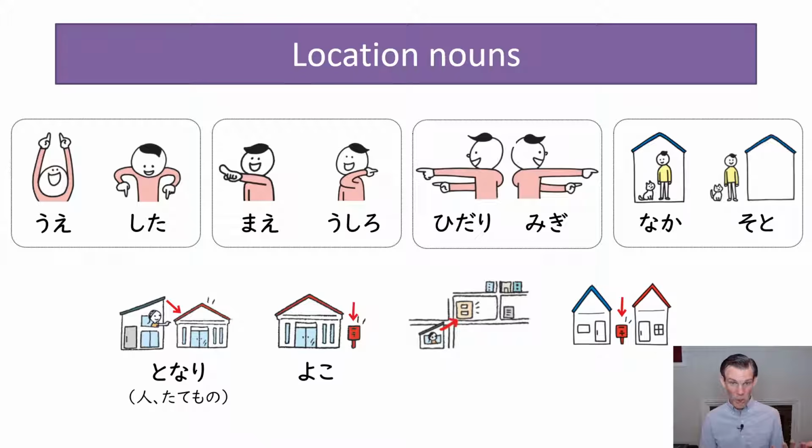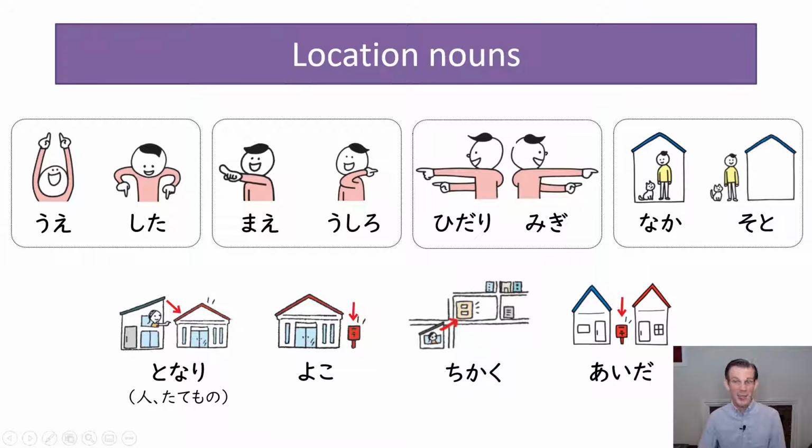Instead, we'd say yoko, which also means next to. It just doesn't have any of the restrictions that tonari has. It can be used when any two things are next to each other, whether alike or not. Next, we have nearby, near something. So this is chikaku. And then finally, we have between. So we have a mailbox in between two houses. This is aida.